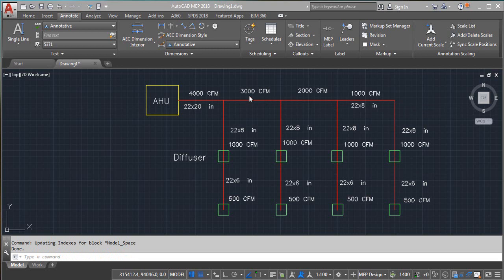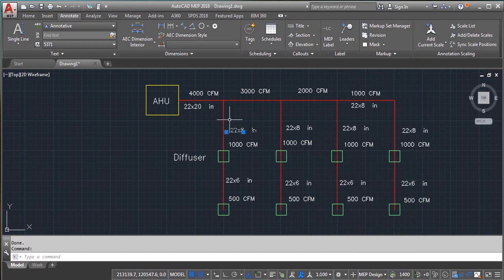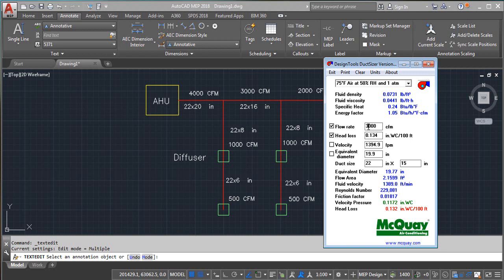For this part, the main duct, the flow rate is 3000. And the duct size will be 22 by 15. And the nearest even number is 16. So duct size will be 22 by 16. For this part, the flow rate is 2000. And the duct size will be 22 by 11. And the nearest even number is 12. So the duct size will be 22 by 12.